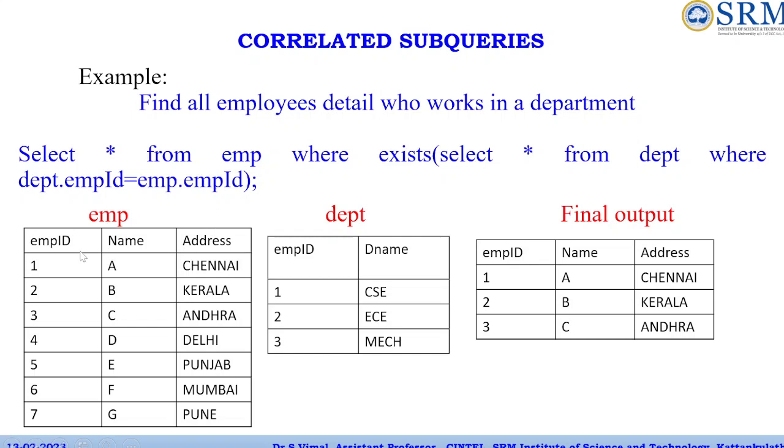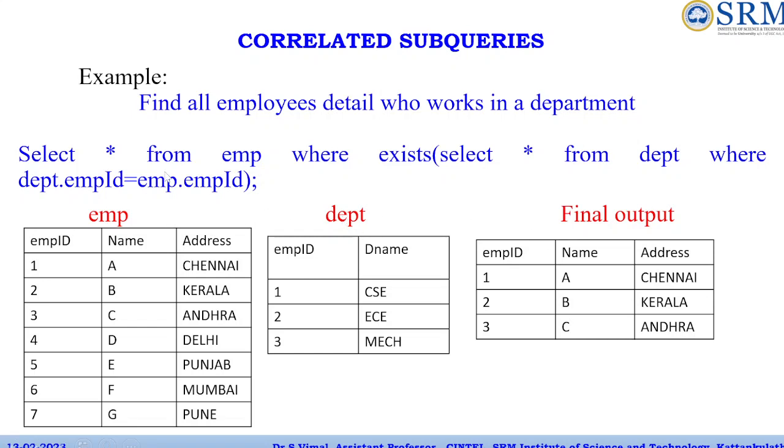In this table, we can easily find that 1, 2, 3 match with the employee ID of the department, 1, 2, 3. So after comparing each and every row, it will give the result of the first three details. So it takes the complete details of the employee by comparing these two values, the employee table's employee ID and the department table's employee ID. By comparing these two, we are getting this result.